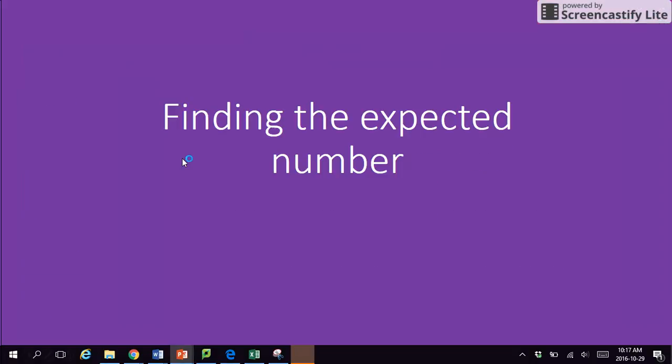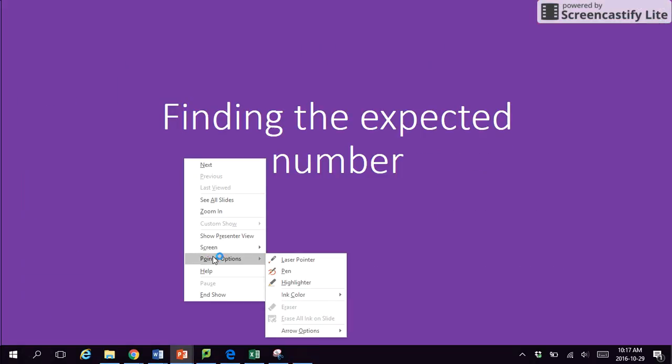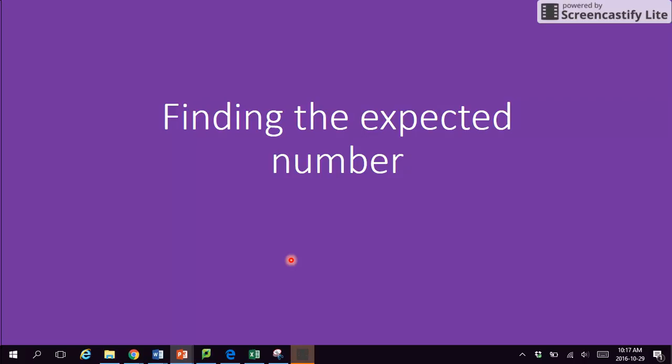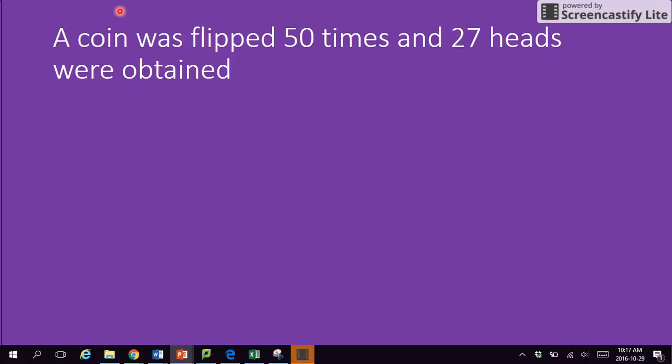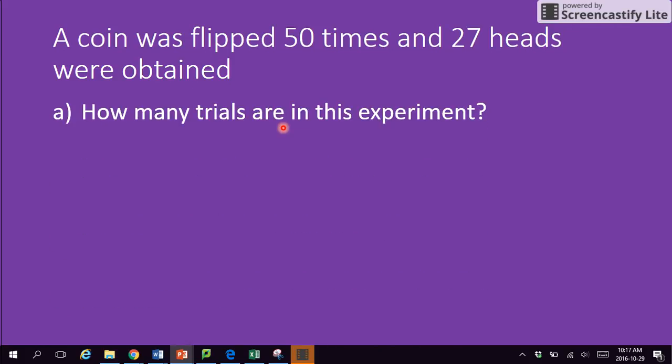3, 2, 1. All right, so now we're looking at finding the expected number. Your question says a coin was flipped 50 times and 27 heads were obtained. How many trials are in the experiment? So how many times did you try the experiment? Well, it says the coin was flipped 50 times, so you tried it 50 times. There you go, 50.